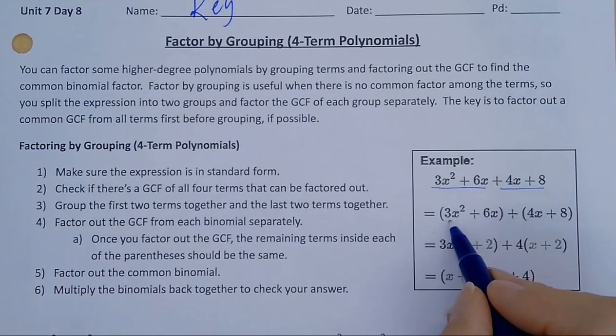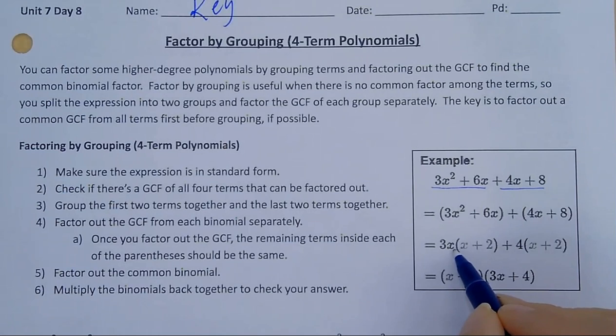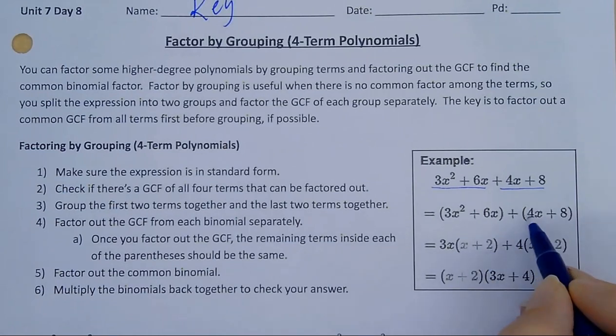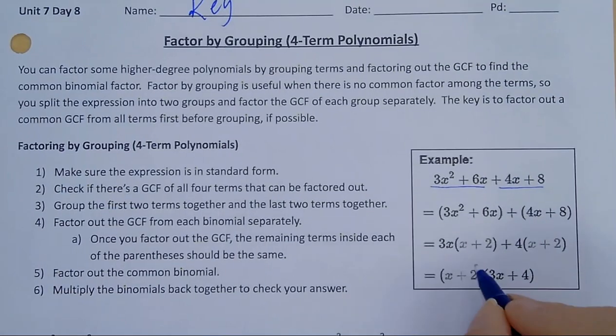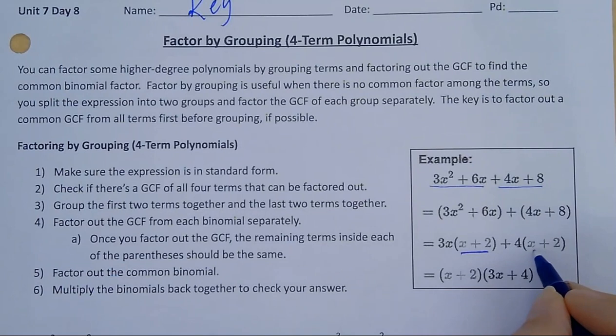In this case, 3x squared plus 6x, we pulled a 3x out of there, and we had x plus 2 left. We pulled from 4x plus 8, we pulled out a 4 and had x plus 2 left. So we could see we had a common binomial. So we were factoring out a binomial instead of a monomial. That's the big difference when we are factoring by grouping, usually.